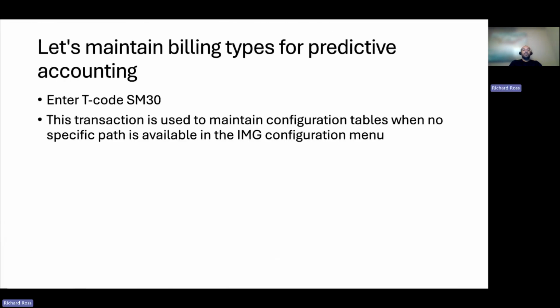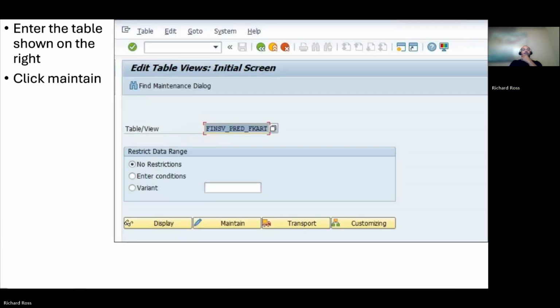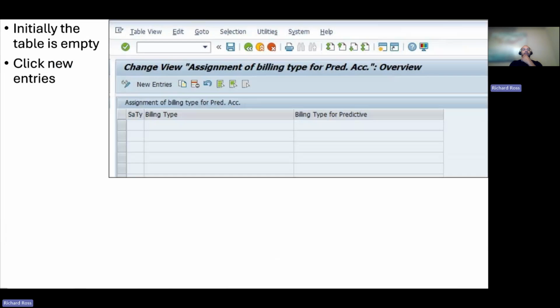Let's maintain billing types. Menu path to maintain billing types for predictive accounting: enter T code SM30. This transaction is used to maintain configuration tables when no specific path is available in the IMG configuration menu. Enter the table shown on the right. Click Maintain. Initially, the table is empty. Click the New Entries button.